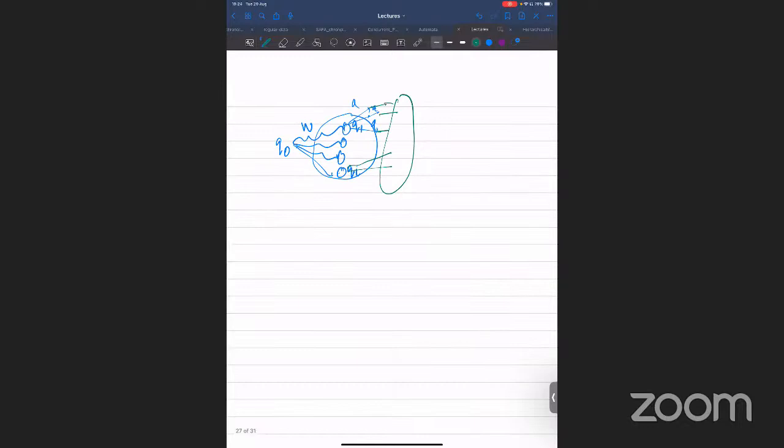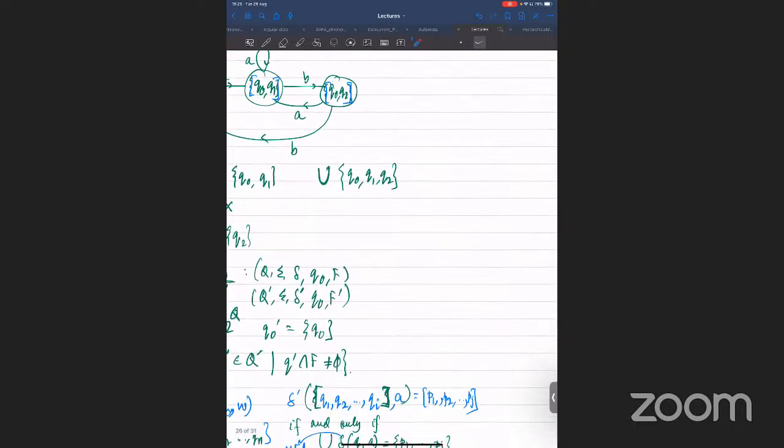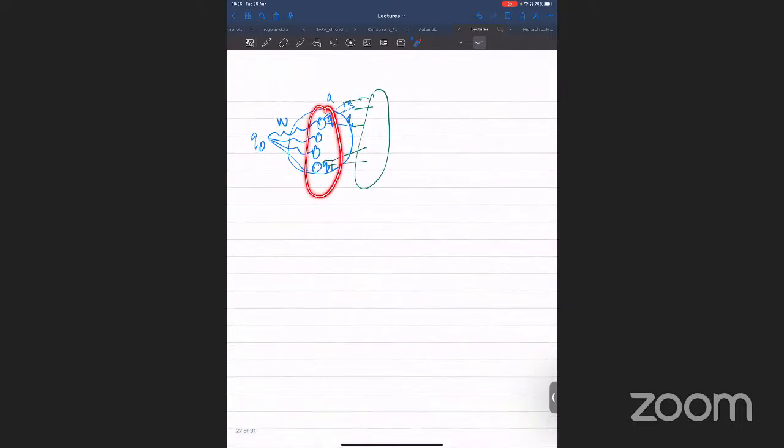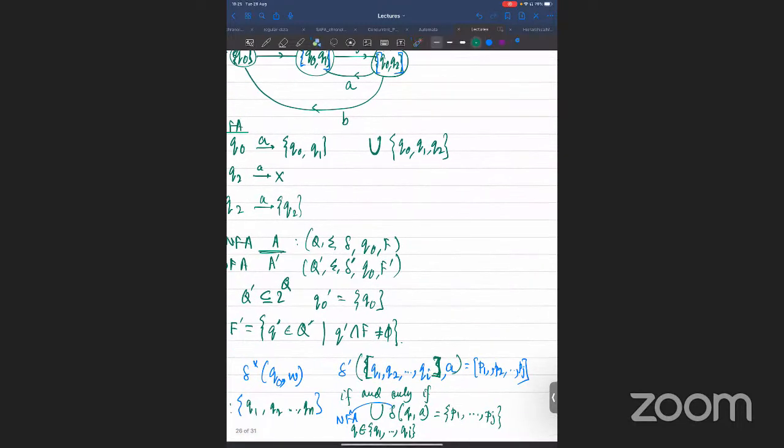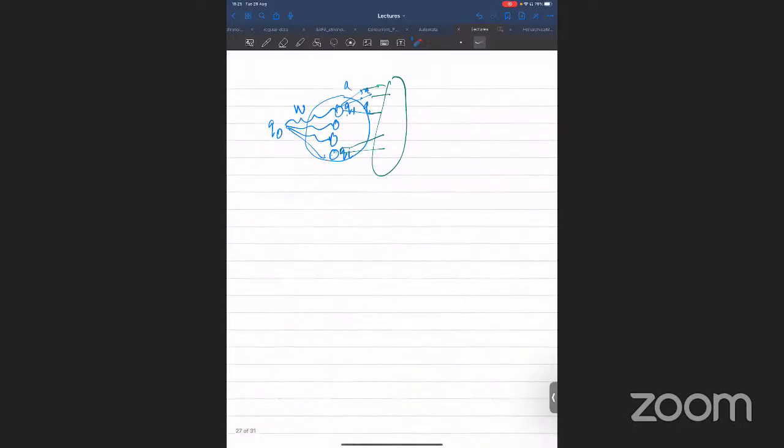So what do I do? I take each of these Q1, Q2, and see where all I can go by reading A, and then I take the union over all these states. So this is what we have done. If you are already in the state Q1 to Qi, then you see from each of these states, if you read A, where all you go, and then you take the union, and if you get this set, then you also consider the corresponding state in the DFA.